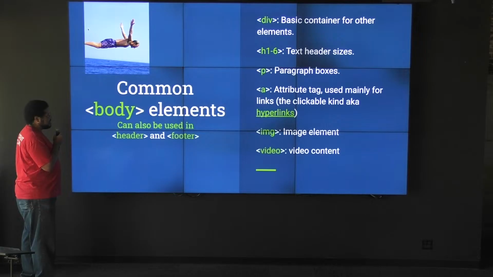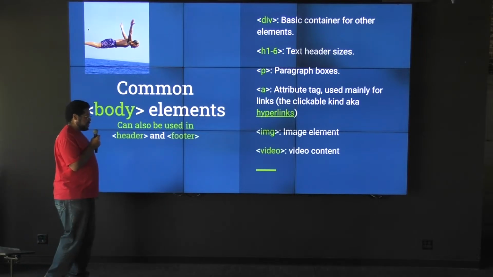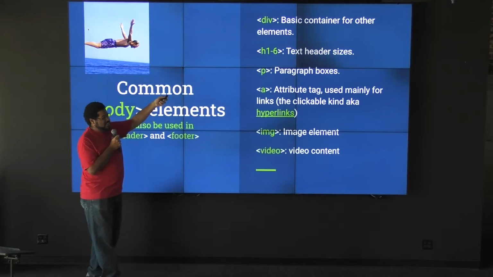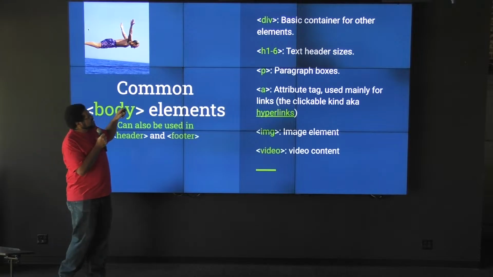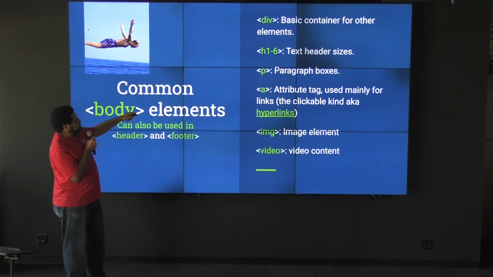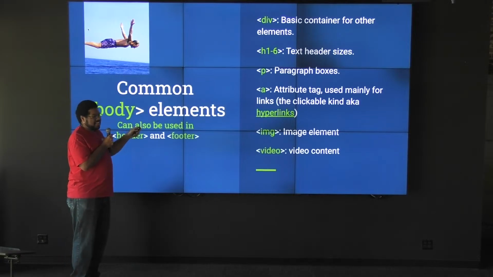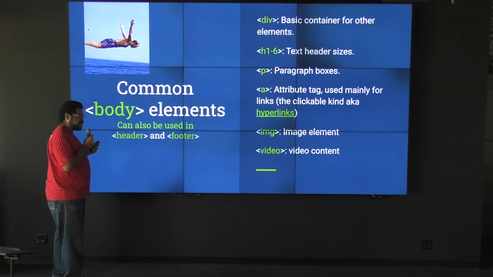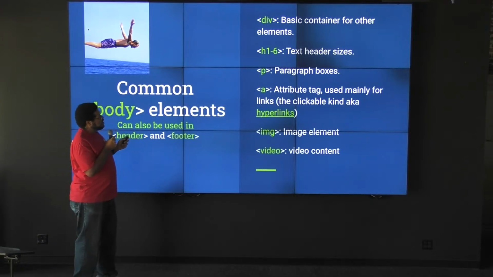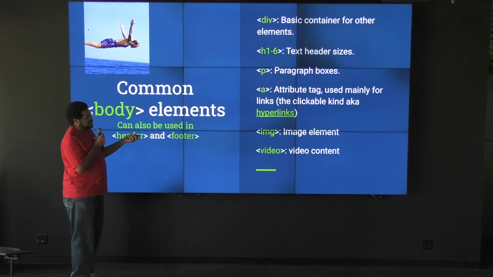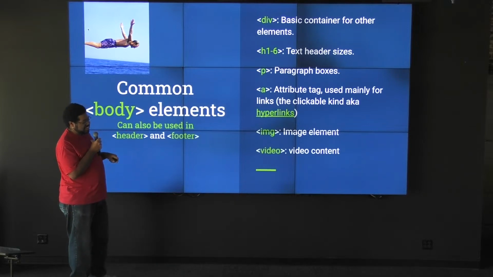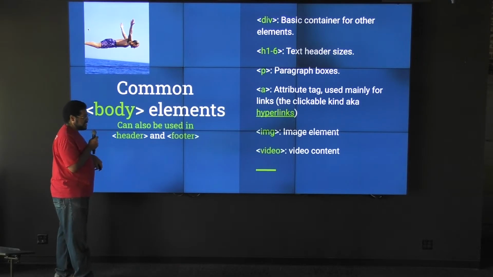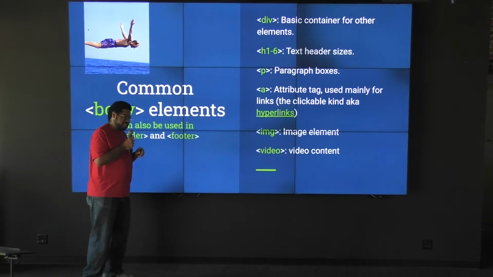So some common elements you would put in the body, or header and footer if you felt like it. Div, we already went over div. You would definitely put div in. Headers 1 through 6. They're text header sizes, and they're generally used for headings, like section headings. P is for paragraph boxes. You would put any amount of text in the paragraph thing, and that's more for organization. You really don't have to, but you probably should.